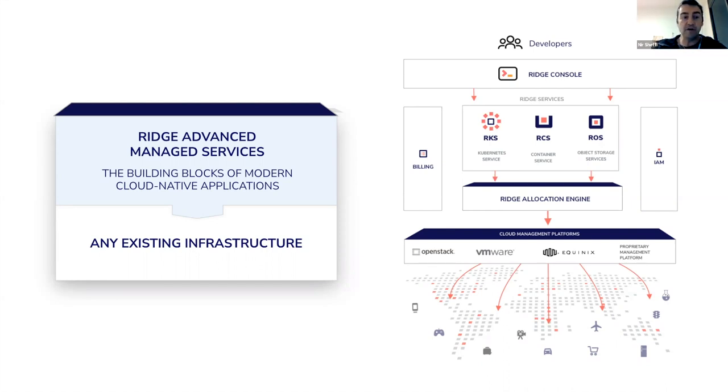The second building block is our container service, which allows users to deploy containers. If you don't want the full-blown Kubernetes, or sometimes you don't need that, then you could just say, I want this image and run it in hundreds and thousands of locations. And we take care of all of the heavy lifting of the physical infrastructure.